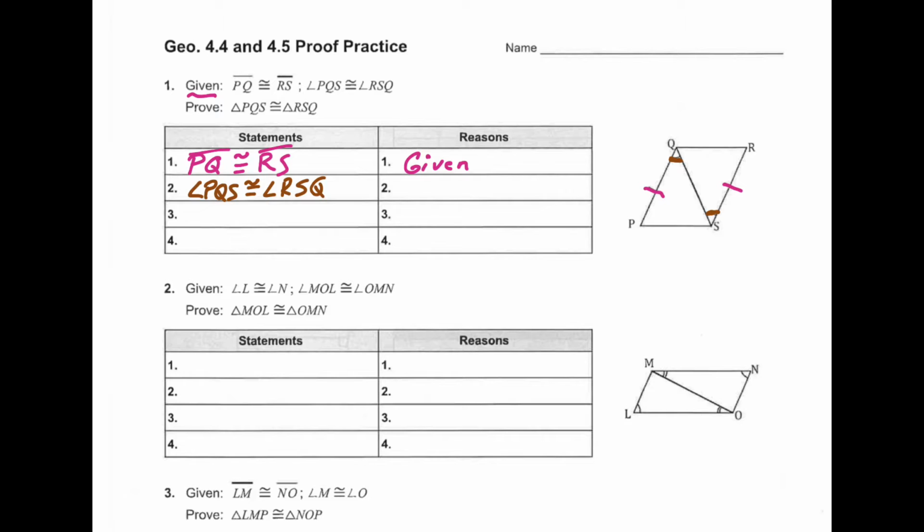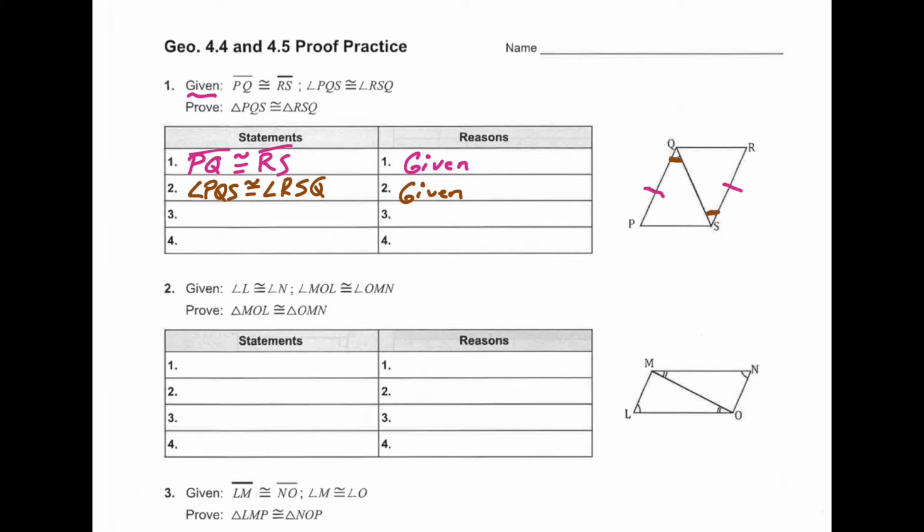Now the next thing is, remember we need three things congruent. Oh, sorry. What's my reasoning for that one? That one is also going to be given. It's okay to use your reasoning more than once if it happens. Now since we're out of givens, we want to see, is there anything else we can do with these things?